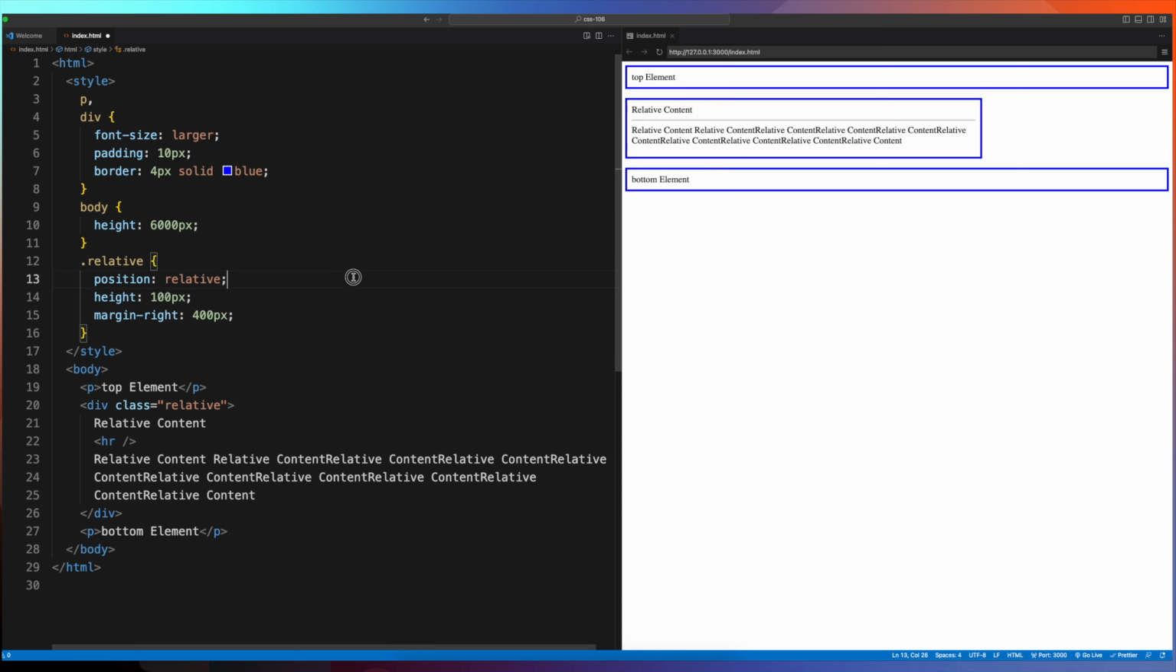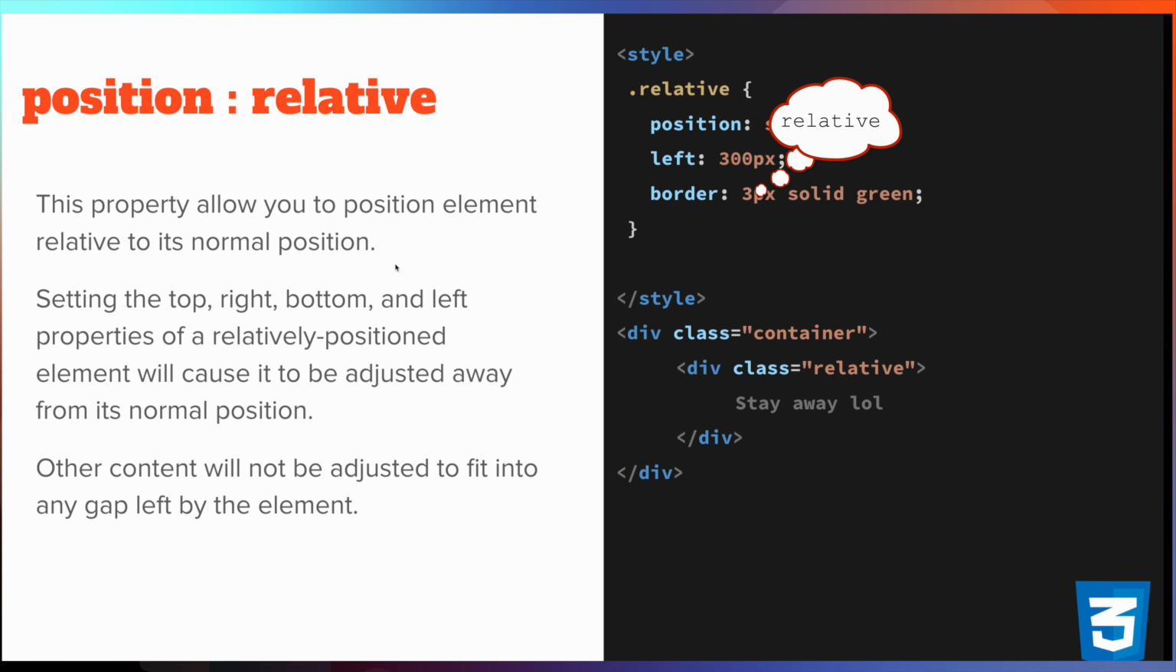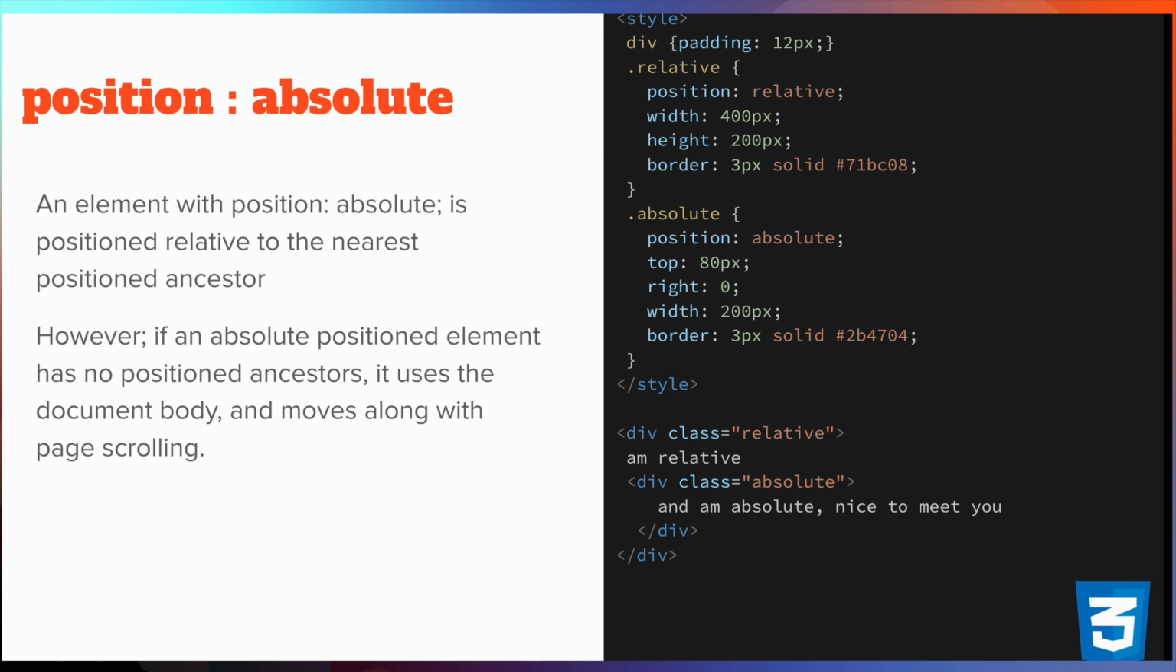It moves around. So let's move on to the next thing that we have, which is absolute. Then the last one is going to be sticky. Absolute is a little bit confusing, but it's very important we take it. Absolute works in conjunction with relative.